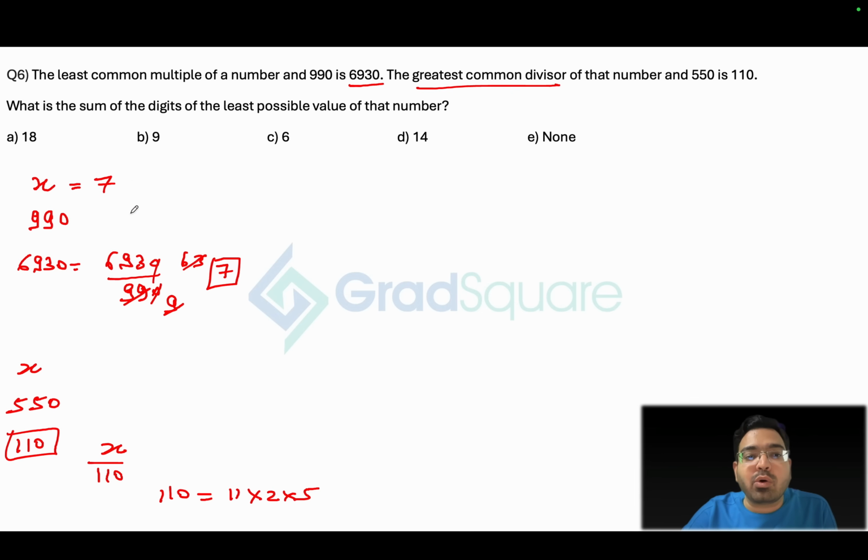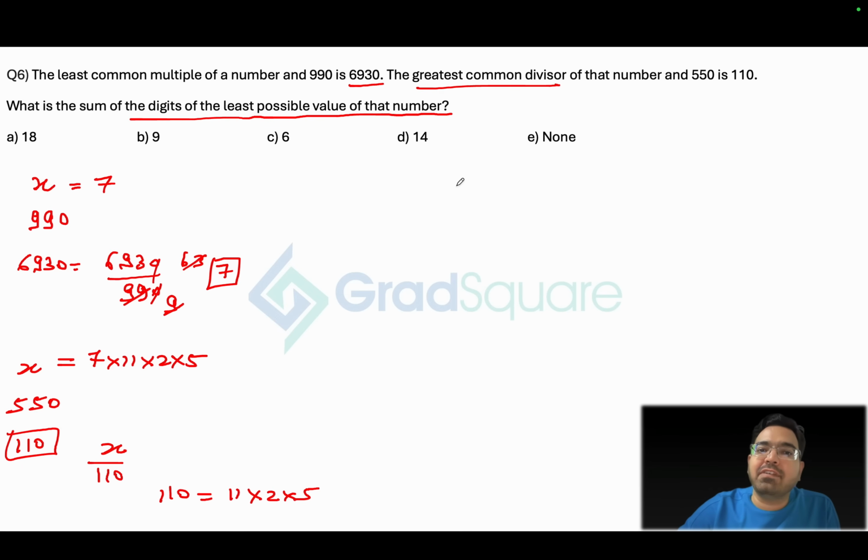So x will now also contain what? Because of the highest common factor being 110, it must contain 110 also in it, and hence the number turns out to be 7 into 11 into 2 into 5 for short. So the number x will be 7 into 11 into 2 into 5. Now what is the sum of the digits of the least possible value of that number? In fact, this happens to be the least possible value of the number. You can't remove anything out of this. If you include anything more in this, that will become a number which is not the least number.